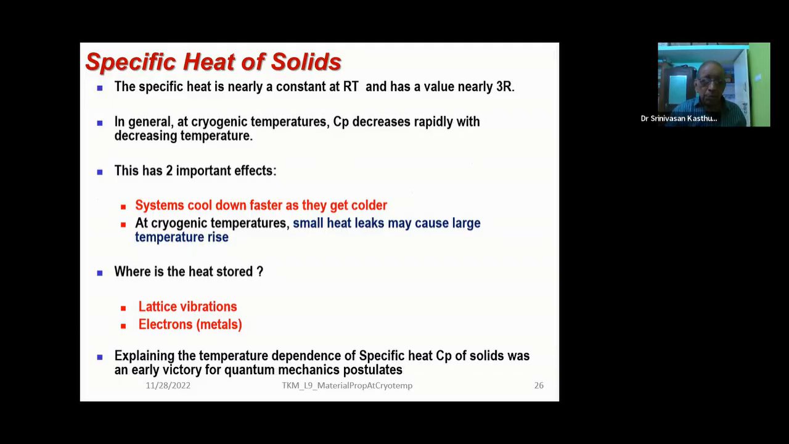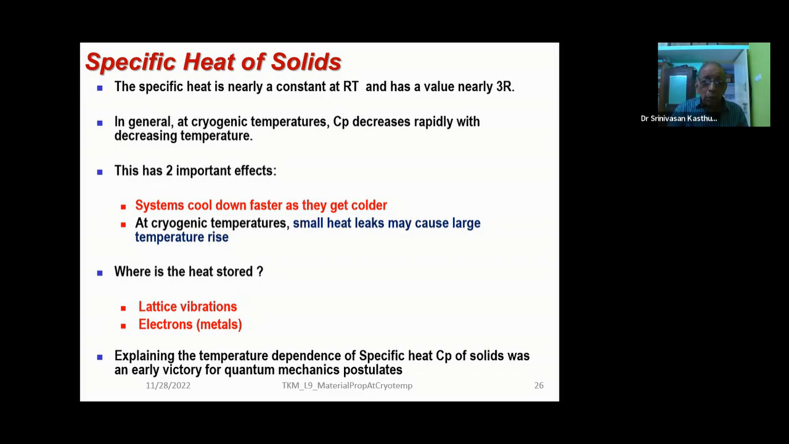What is specific heat? Specific heat, the heat content, is the heat required to raise the temperature of a sample by 1 degree centigrade, and that too per unit mass of substance, or per gram. If you have to use SI units, it is the specific heat per unit mass, which is kg. And the heat content is always expressed in joules or calories, etc.